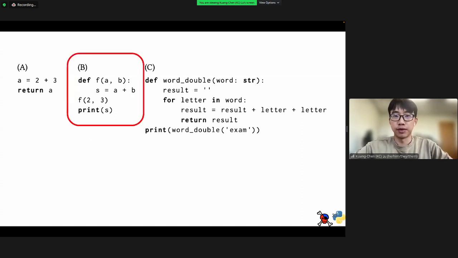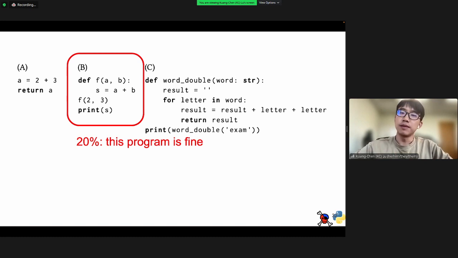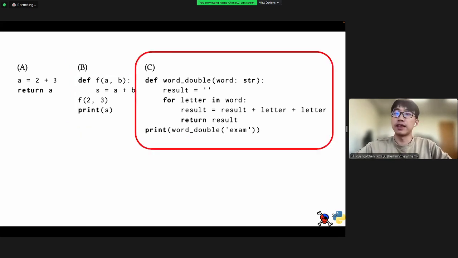Let's look at the second program. So this program is detecting dynamic scope misconception. And unfortunately, 20% of students have a dynamic scope misconception. Perhaps interestingly, some students say the program would be valid if S is returned from the program, from the function.